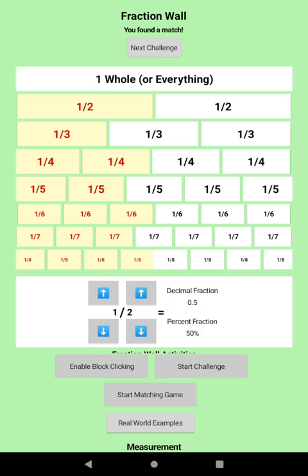So we exit this, and this is the fraction wall. Very simple, very straightforward. Lots of activities with this single feature on this single page, grooving you here again into fractions.